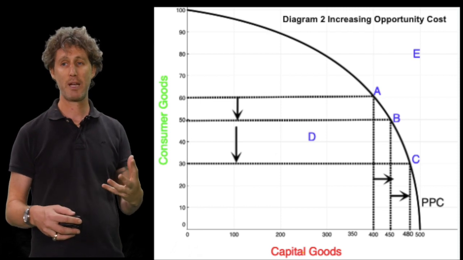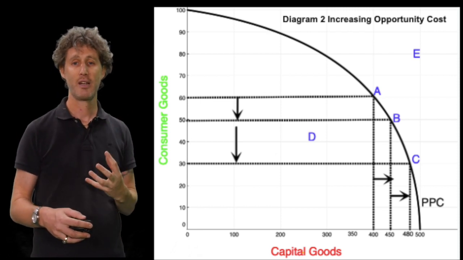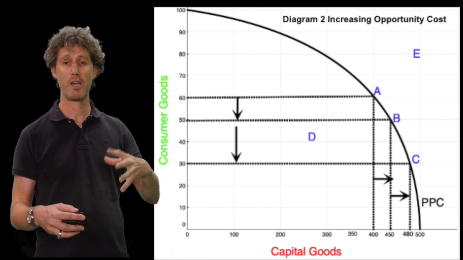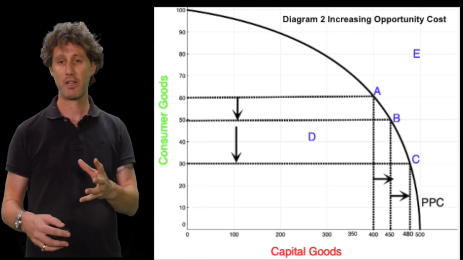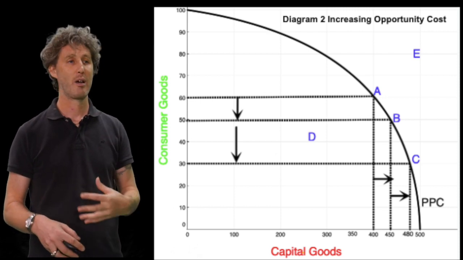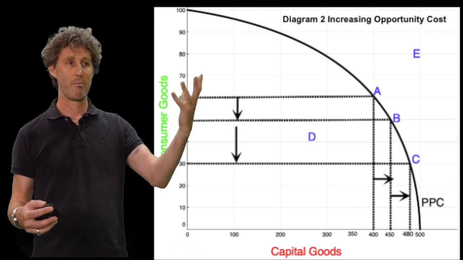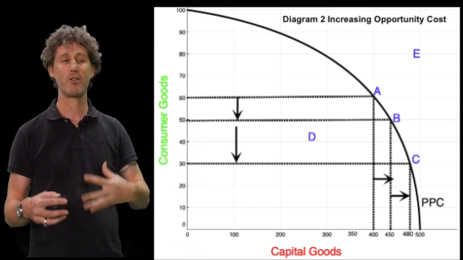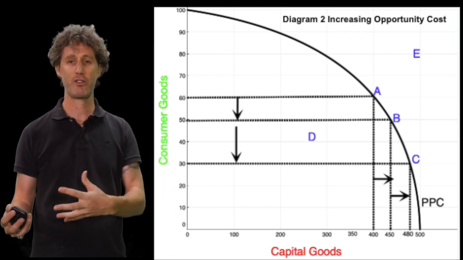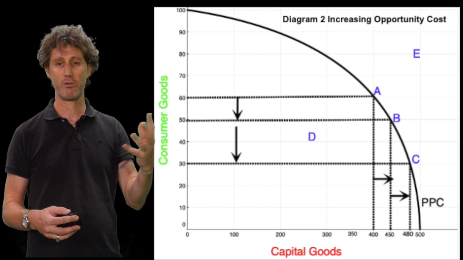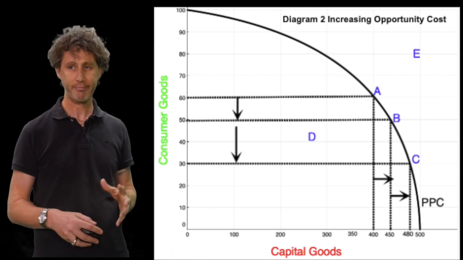So this is a bell-shaped PPC, and the reason it has the shape is because not all resources that can be used to make one good can be used to make the other good. A very easy example would be if you have two goods like agricultural goods and manufacturing goods. Well, agricultural goods need a lot of land, maybe manufacturing goods don't, and as a result, not all the factors of production translate across very well.